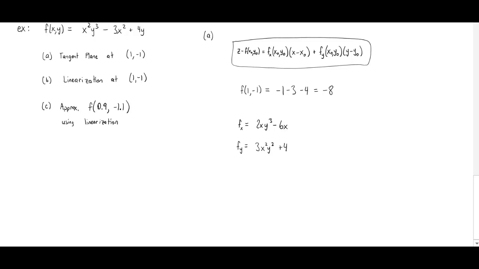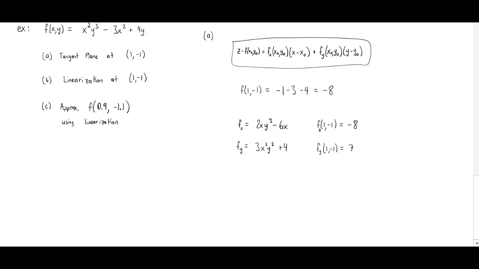Now we need to plug our points into the partial derivatives, right? So let's do fx at 1, negative 1. Would it be negative 8? Yep, actually negative 8 again, that's a coincidence. And let's also do fy at 1, negative 1. Okay. So negative 3... I think it'll be y squared, make it positive. So I think it'll be 3 plus 4. Oh, okay. All right, no problem. Okay.